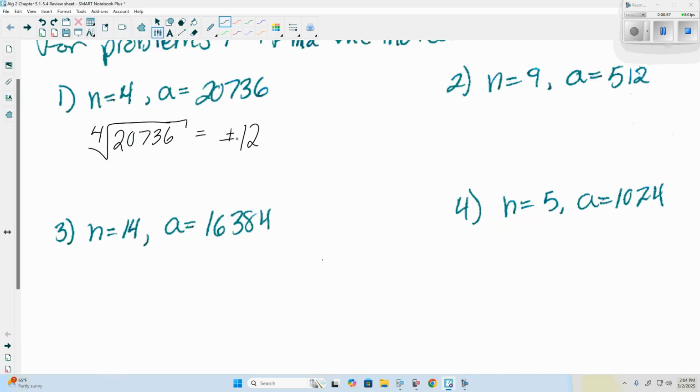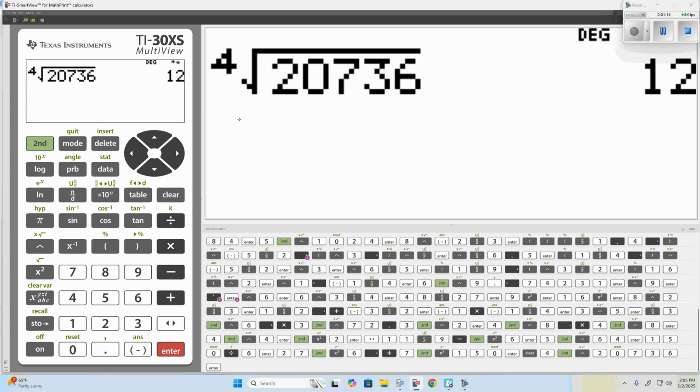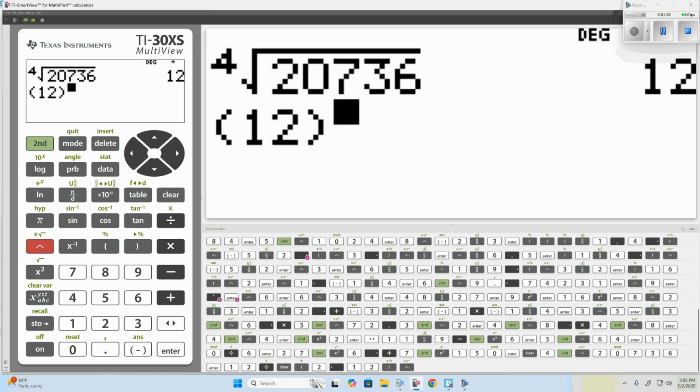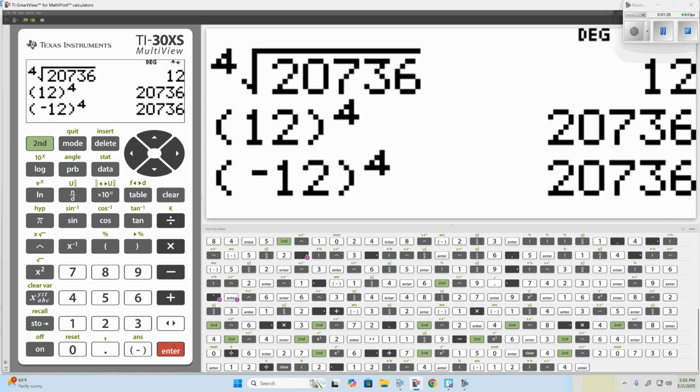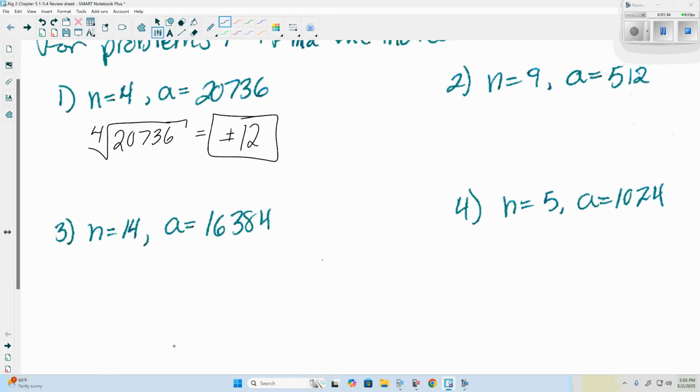Now, since we took an even root, we have to put the plus or minus, because it could be positive or negative, especially when we're applying this nth root. When we apply the nth root, we're saying what times itself 4 times is 20,736. Now, 12 to the fourth power is indeed 20,736. Negative 12 to the fourth power is still 20,736. It gives us the same value. So that number could be positive or negative. So it's plus or minus 12.